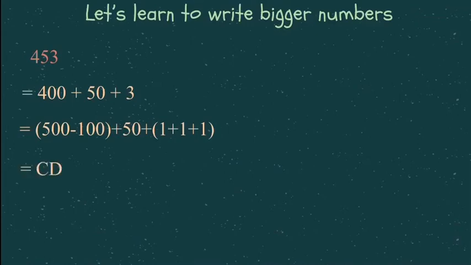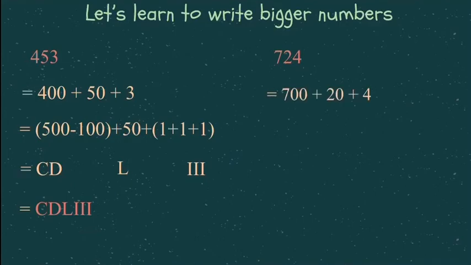So to represent 500 minus 100, we'll have CD. Remember, we have used a smaller symbol before a larger symbol. That means it represents subtraction. To represent 50, we have L, and to represent 3, we have this symbol. So the Roman number representation for 453 would be shown. Let us take another example, that is 724.